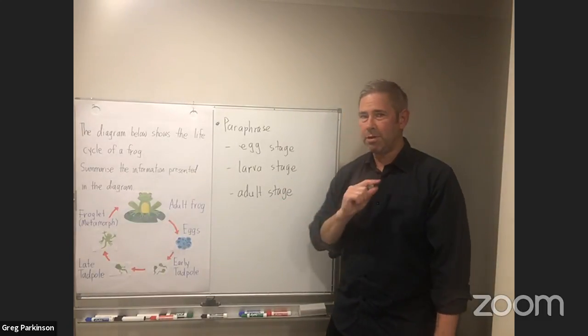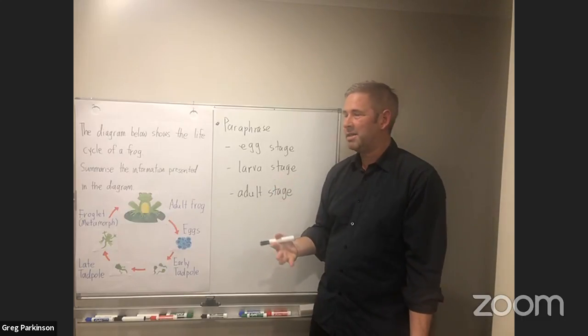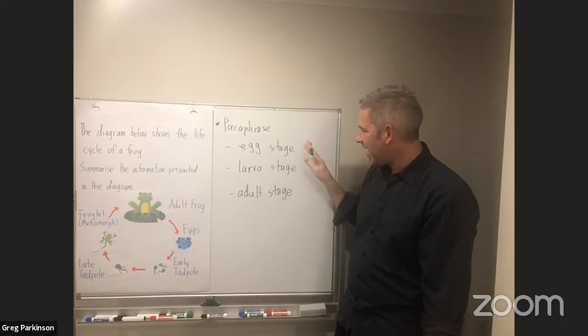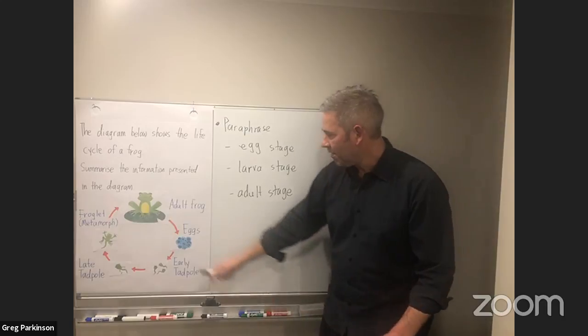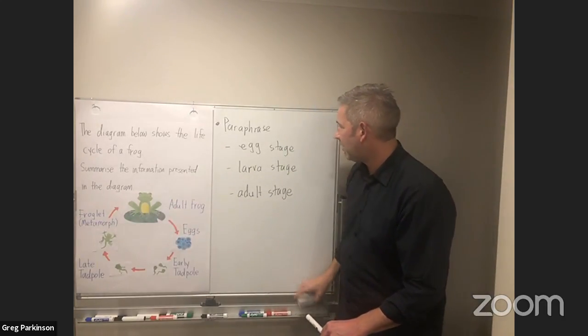Then I've just divided this life cycle into 3 stages. Each stage would be 1 paragraph. Now, you may do this differently. This is just my idea, and it's a little bit of general knowledge. I've divided it into the egg stage, the larva stage, and then the adult stage. So let's go through each of these. We'll start with the paraphrasing.